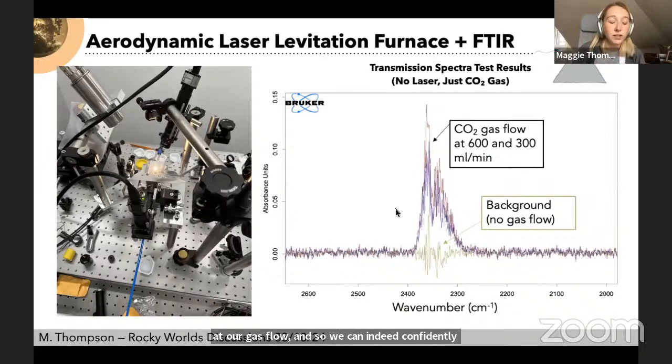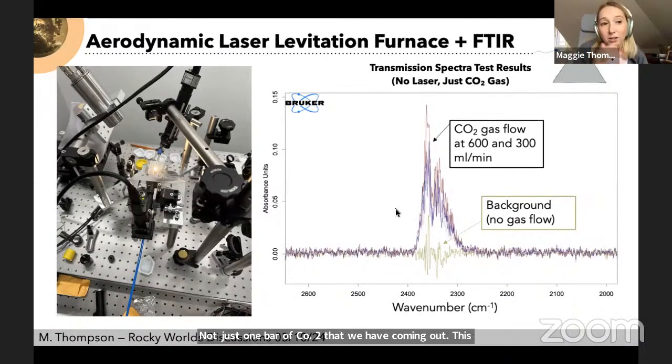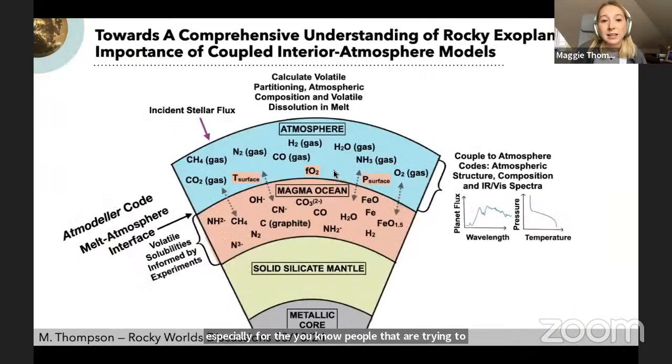And I should mention, this gas as well is diluted. So it's not just 1 bar of CO2 that we have coming out. This is lower than that, and we also had to correct for atmospheric contamination. So stay tuned for more results here, and if you have ideas for compositions that would be particularly useful, especially for the people that are trying to interpret observations, we would love to hear from you.